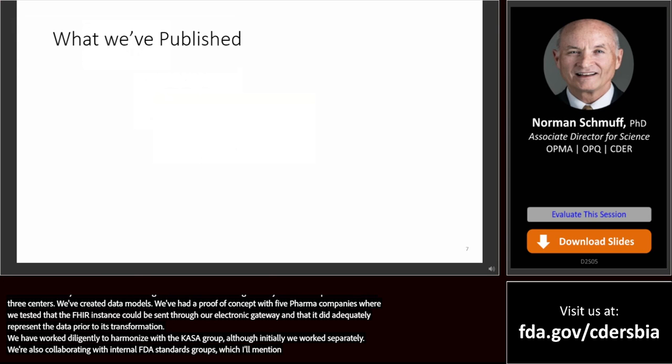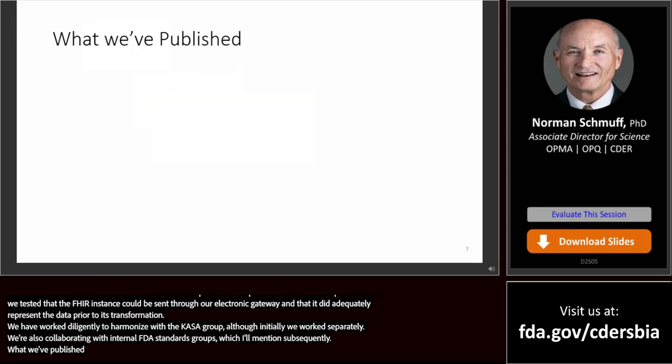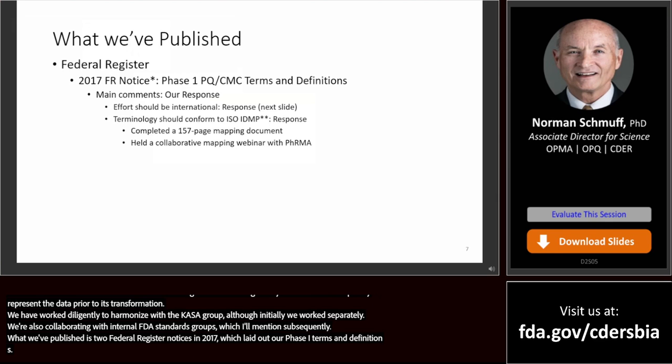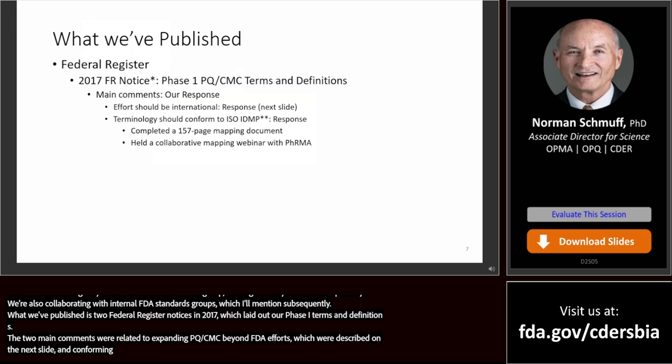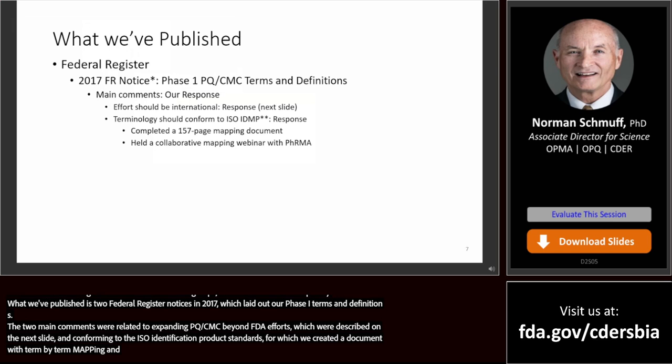So what we've published is 2 Federal Register notices in 2017, which laid out our Phase 1 terms and definitions. The 2 main comments were related to expanding PQCMC beyond FDA efforts, which are described on the next slide, and conforming to the ISO identification of medicinal products standards, for which we created a document with a term-by-term mapping. And we also held a Zoom with pharma to engage in an interactive discussion. Later in my talk, I'll discuss some of these challenges with IDMP.